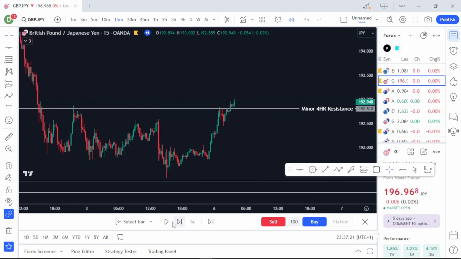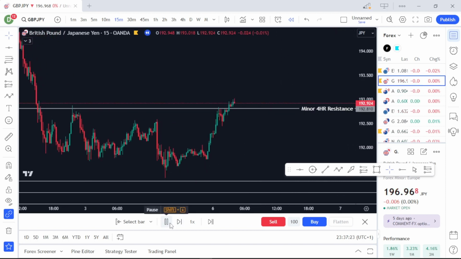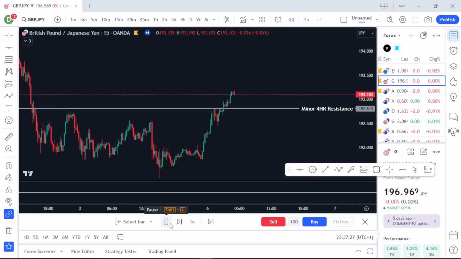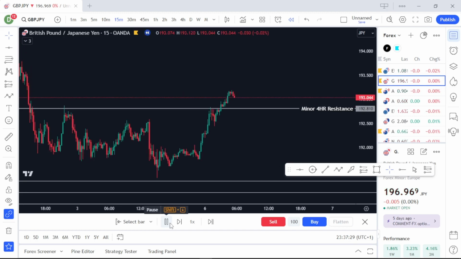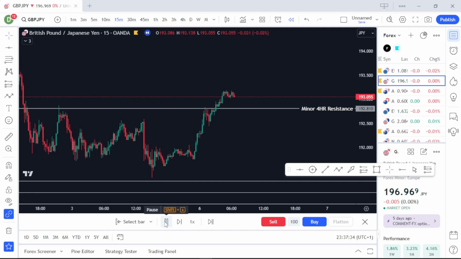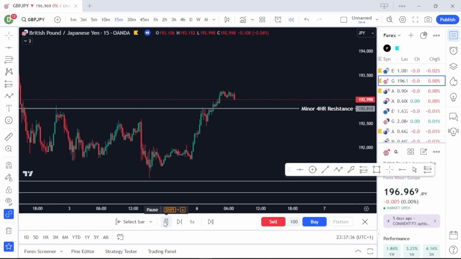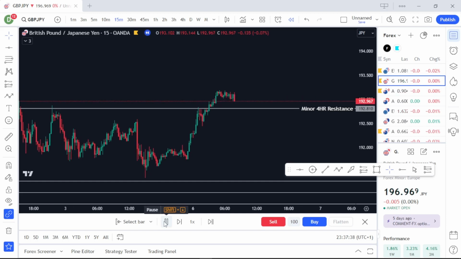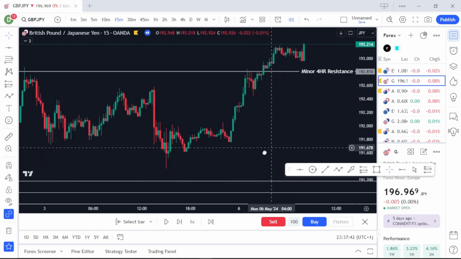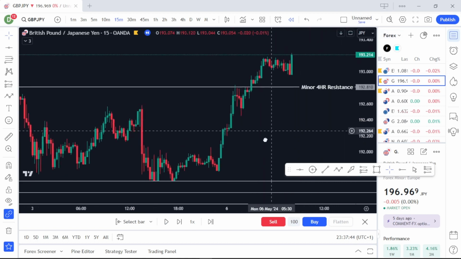So for that, let's see what the market does from here. If it should come back and retest. If it doesn't retest, then we'll look for another opportunity to enter the market. So okay, it's coming back right now. Let's see if it will actually retest. So you can see that the market did not come back to retest.